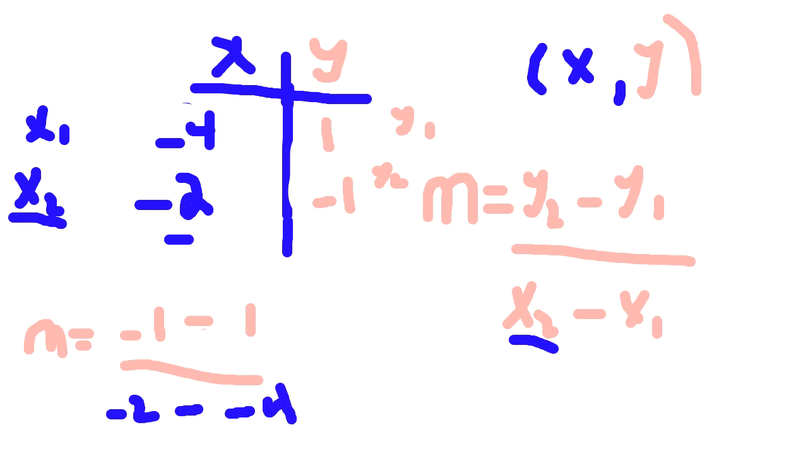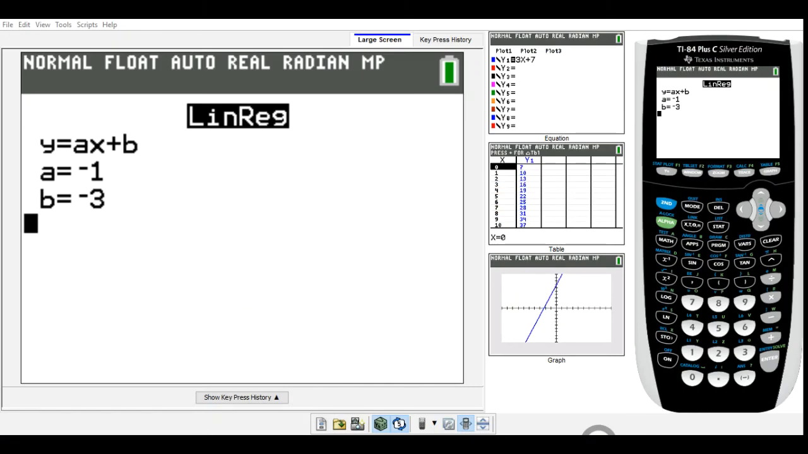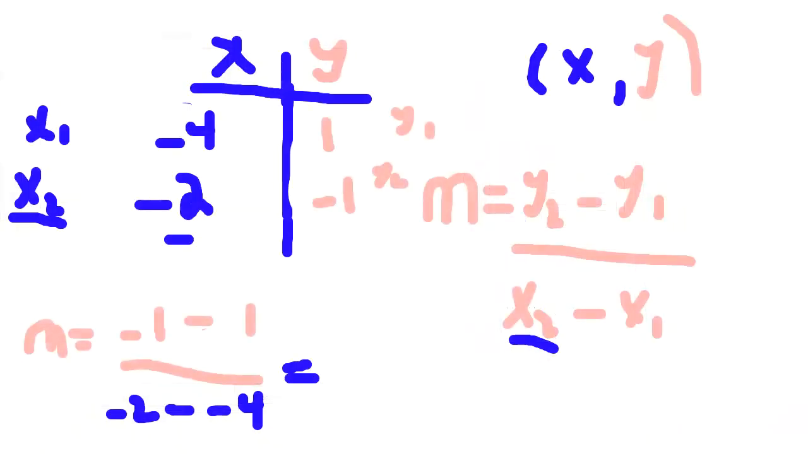Now, what you're going to see a lot of people make mistakes over is they're just going to do negative 2 minus 4. No, that is wrong. Do not do that, because you have to do x2 minus x1, which would be minus negative 4. That's the mistake a lot of people make, so don't make that mistake. Alright, so we know our answer should be negative 1.